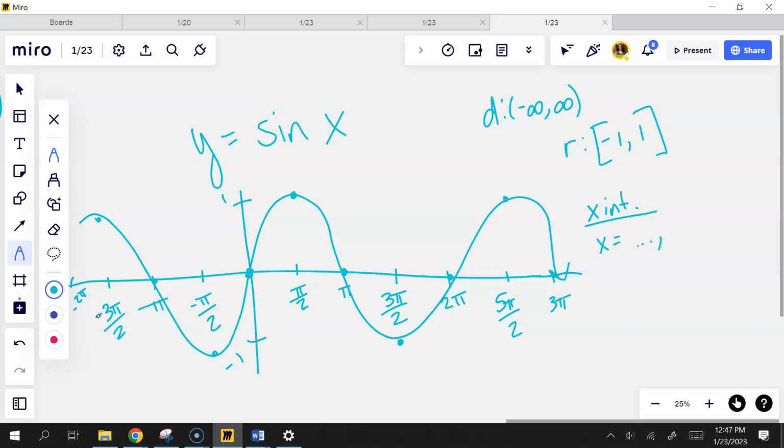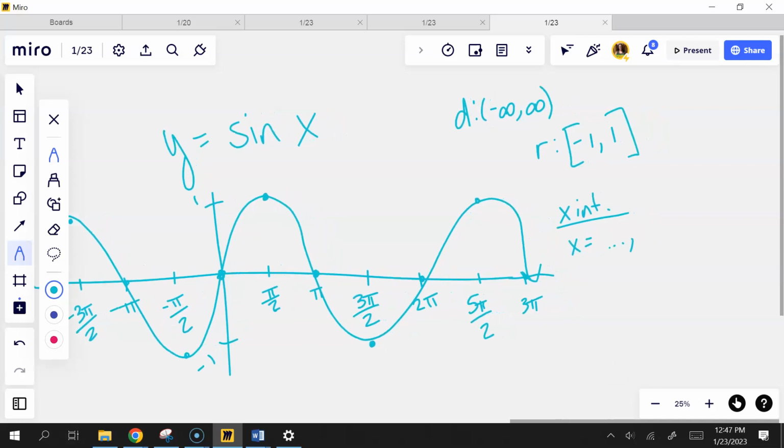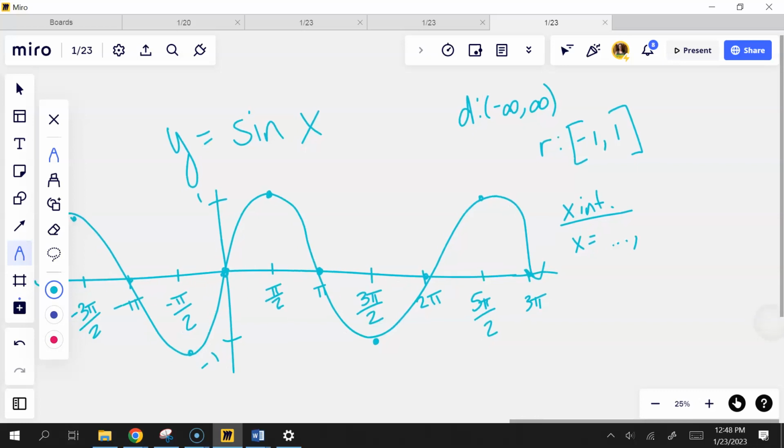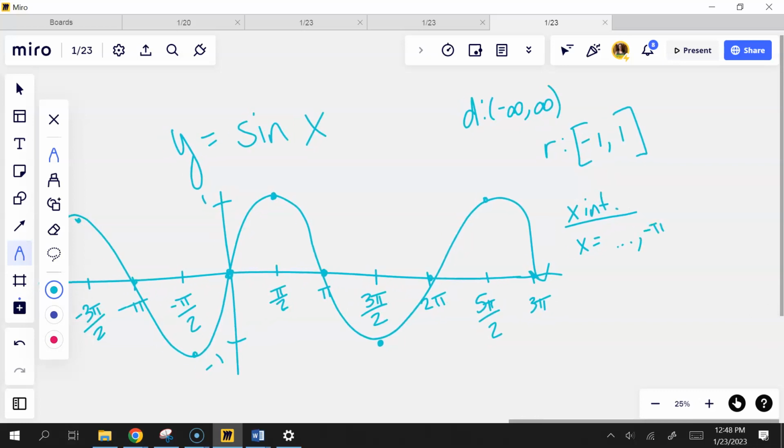I'm going to write it as a sequence of numbers. We can do this one of 2 ways. I'll show you both ways to do it. This is the way that students always seem to like the most: -pi, 0, pi, 2 pi, and so on, meaning keep on that pattern. You can write it that way, or you could write x equals k times pi, where k is an integer.